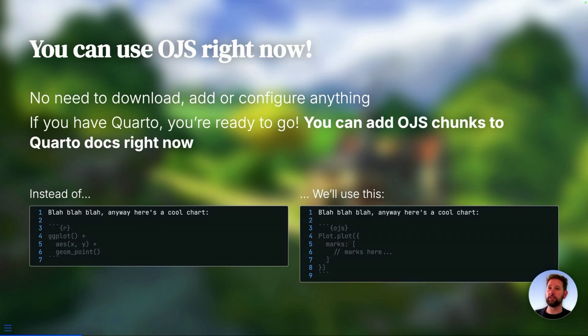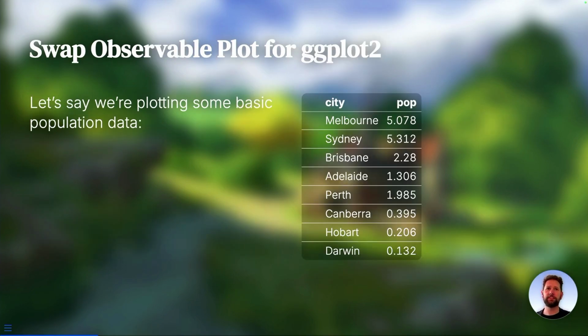So here's what we're going to do. We're going to take a very basic sort of bar chart. And in R, we might use a chunk of R code in our Quarto document that looks like the one on the left. Starts with our backticks and then our R in curly braces. And we're going to do OJS instead. So instead of R in those curly braces, we're going to have OJS. So let's step into it. So let's say we have a very basic data set. It's a list of Australian cities and their populations in millions.